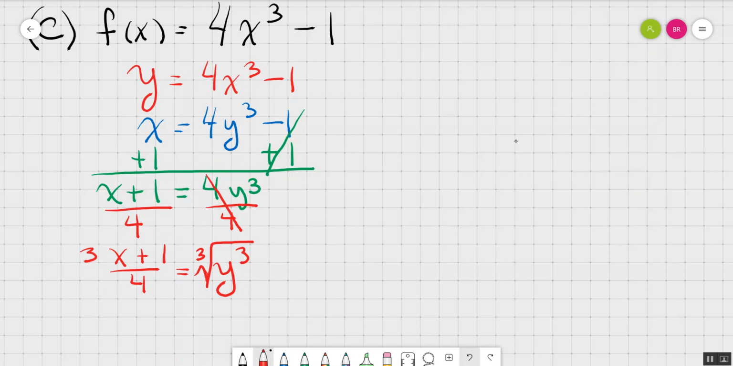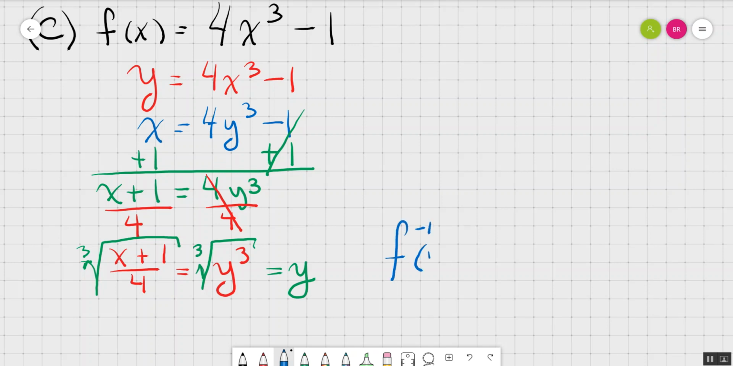Actually, I meant to do that in a different color so you could see the step as it happened. Sorry about that. I like to color code so you can tell what the new action was. So the cube root of a cube, those two end up just giving you back what you started with. So now for my last step here, I need to write my inverse. So my f inverse of x would be the cube root of x plus 1, all divided by 4.